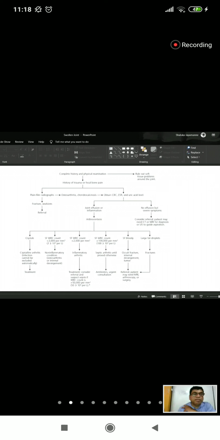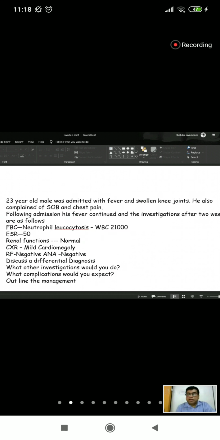We come to problem-based learning. You can unmute, and you can expect some answers from students. This is a 23-year-old male who was admitted with fever and swollen knee joint, with complaint of shortness of breath and chest pain. Following admission, his fever continued, and the investigations are as follows.